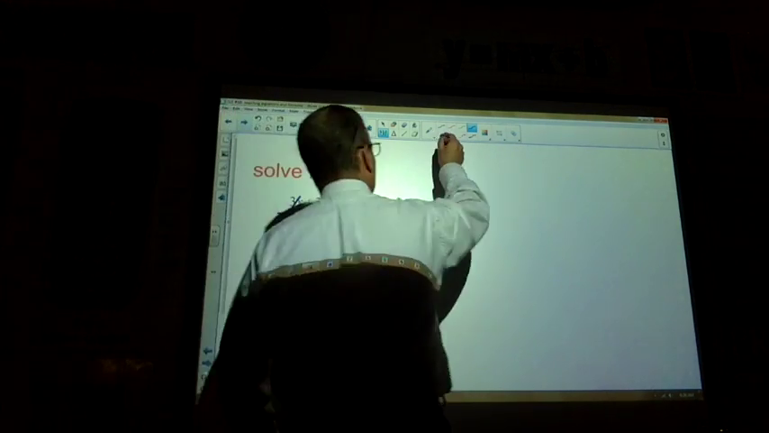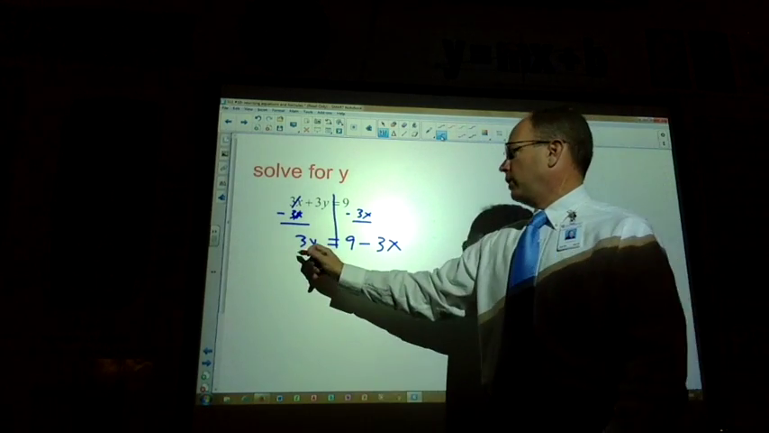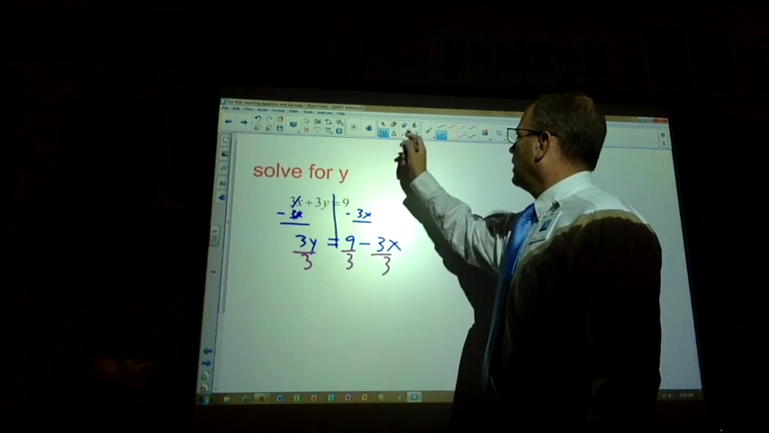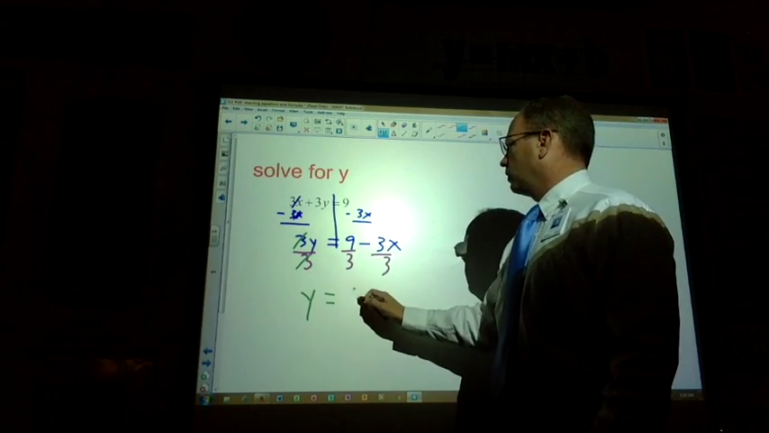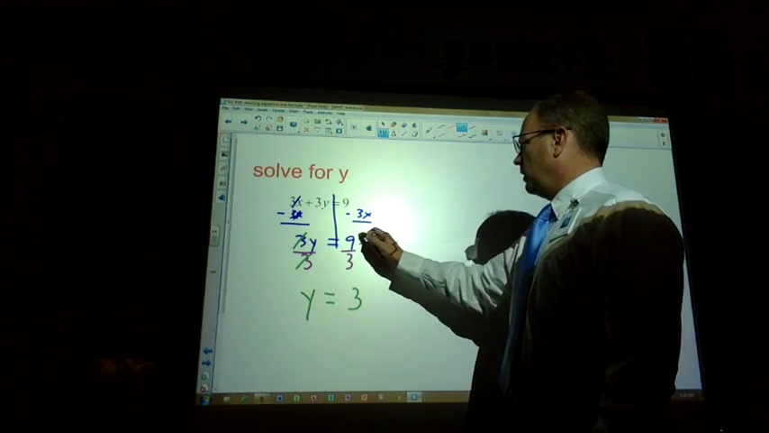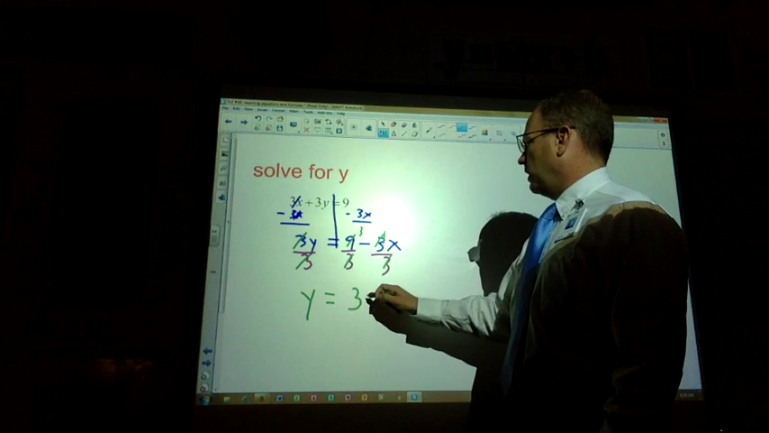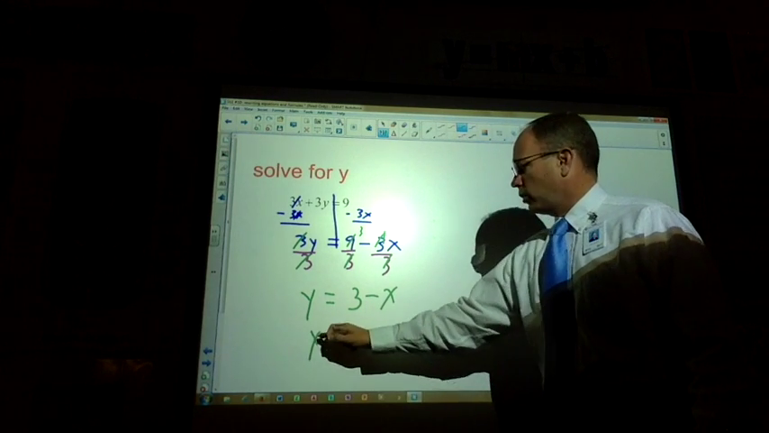You should divide by 3. Yeah, because 3 and y are being held together by multiplication. The inverse operation is division. So I'm going to divide that by 3, that by 3, and that by 3. And when we solve that, y equals 3. And that just reduces, right? And then that becomes 1 over 1. So that's minus x. This and this, that's a y.